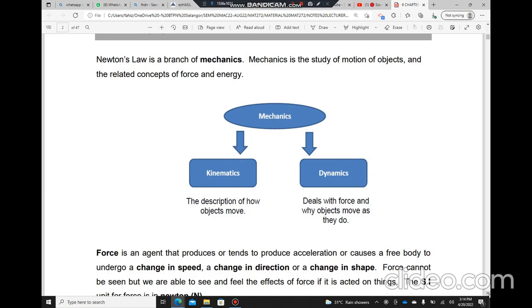Okay, untuk kinematik maknanya dia ceritakan macam mana objek tu bergerak. Okay, untuk dynamic dia ceritakan tekanan yang menyebabkan objek tu bergerak. Okay, why object move, sebab apa objek tu bergerak.